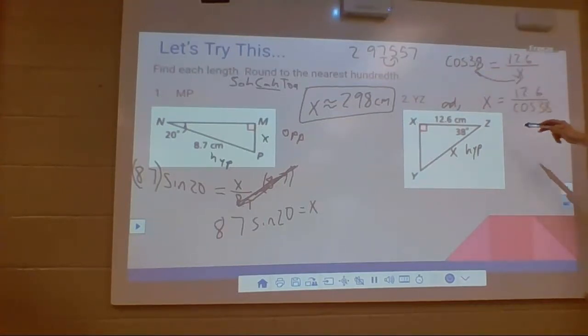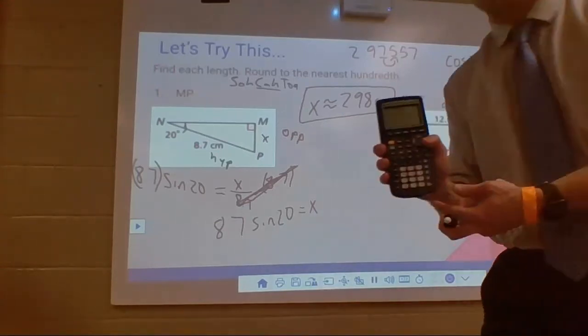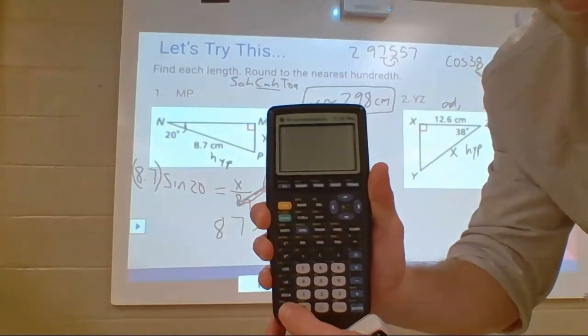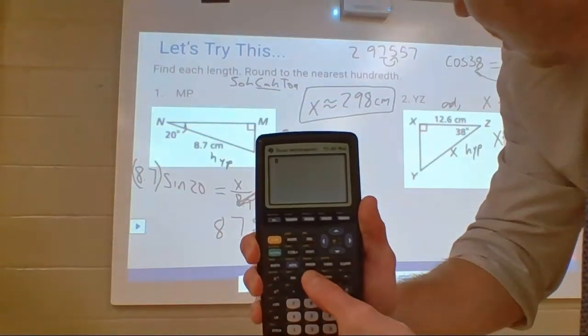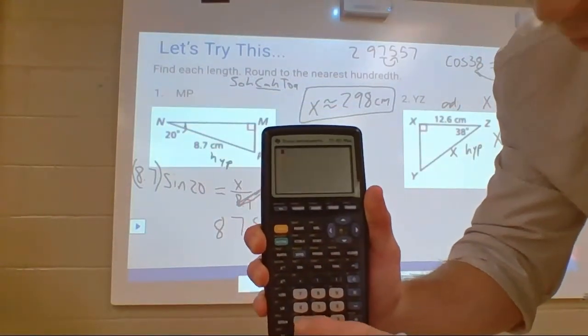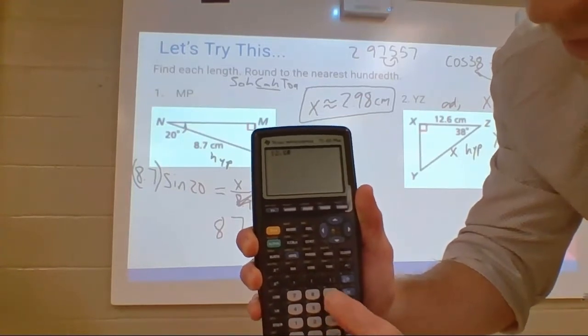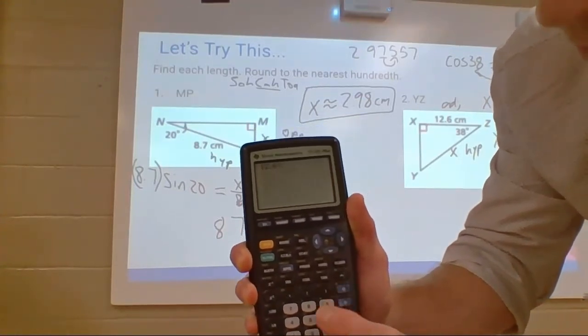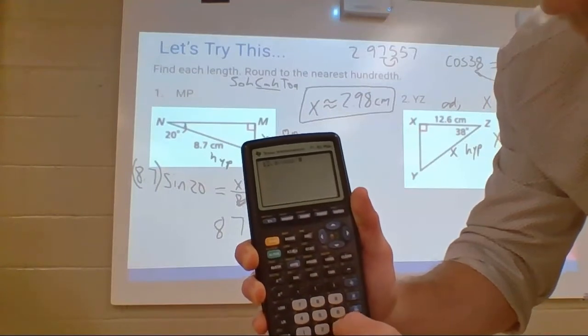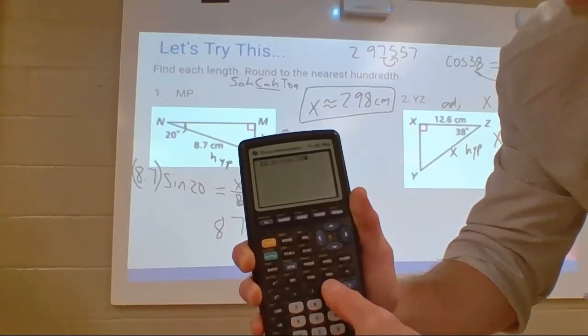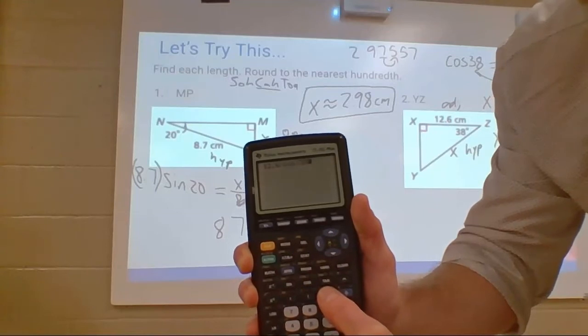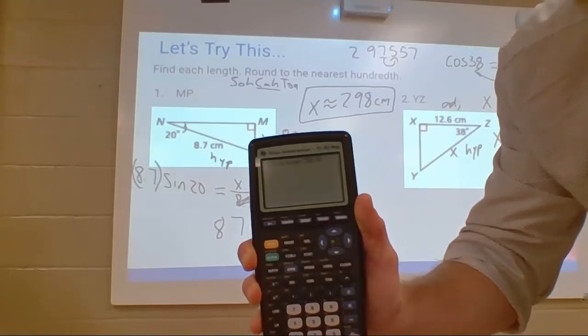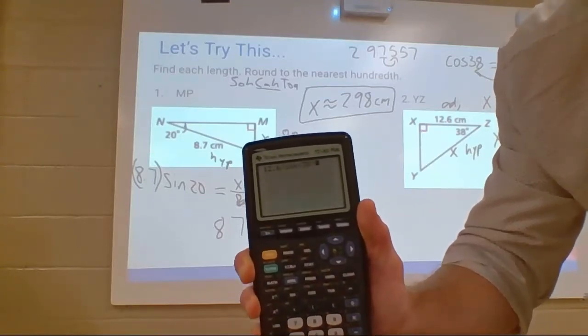All right, so now I'm going to put this in my calculator. And we're probably going to end up having to round our answer. So follow me. Let me put this in my calculator. So now, x equals 12.6. I'm going to put 12.6, and I'm going to say divided by cosine of 38. And you can close that parenthesis, or you don't have to, but it might be a good habit to get into closing that parenthesis. And then just hit enter.